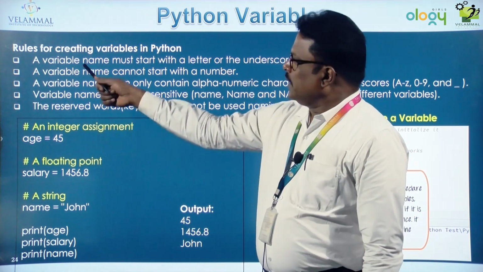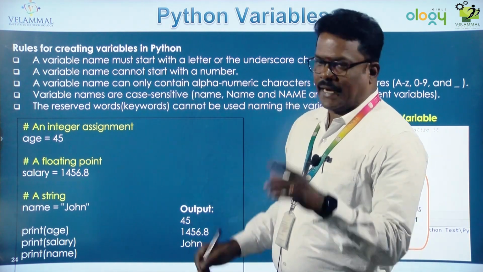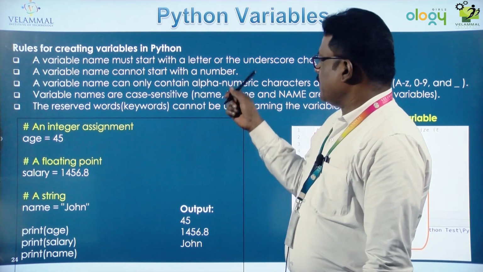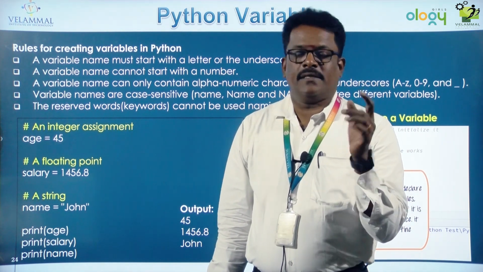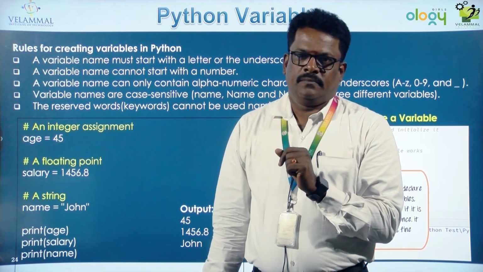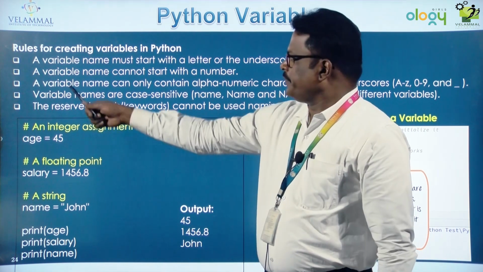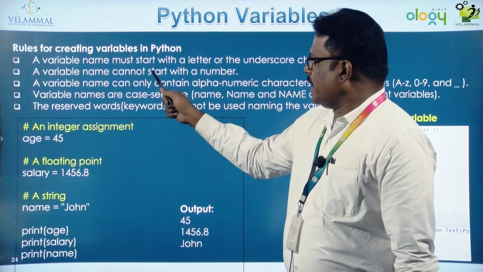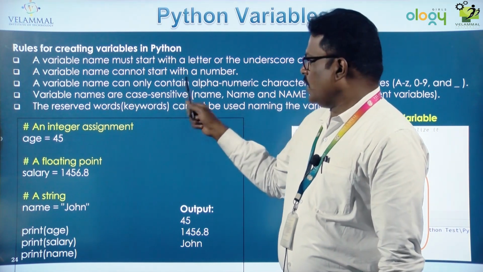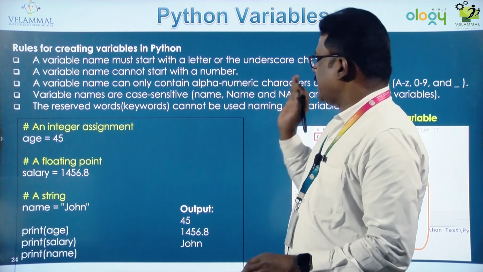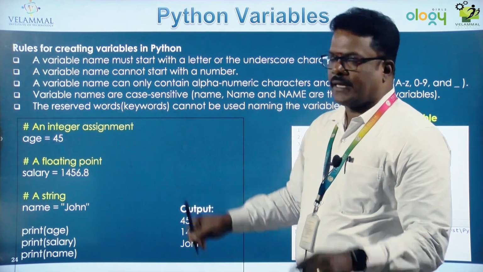Okay. Rules for creating variables. A variable name must start with a letter, an alphabet. Either it is going to be lower case or upper case, or an underscore, but it should not start with digits 0 to 9. A variable name cannot start with a number. A variable name can only contain alphanumeric characters, not special characters. Okay. Variable names are case sensitive.